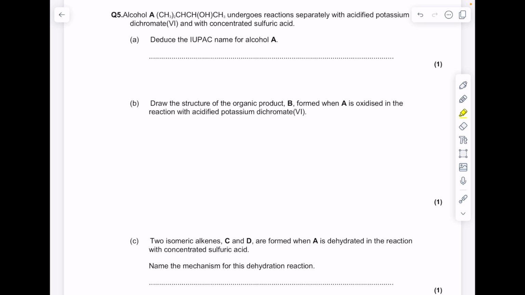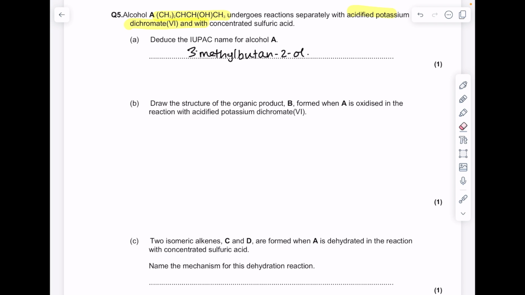Alcohol A undergoes reactions separately with acidified potassium dichromate(VI) and with concentrated sulfuric acid. Deduce the IUPAC name for alcohol A. Do feel free to draw it out. I'm just going to pop it here. So count the number of carbons. 1, 2, 3, 4. So we're going to have butane. Check the functional groups. We have an alcohol here. Notice there's a methyl attached here. The alcohol takes priority, so we're going to say that that's on the second carbon, which means that if we count that as the first carbon, second, third, it's 3-methylbutan-2-ol.